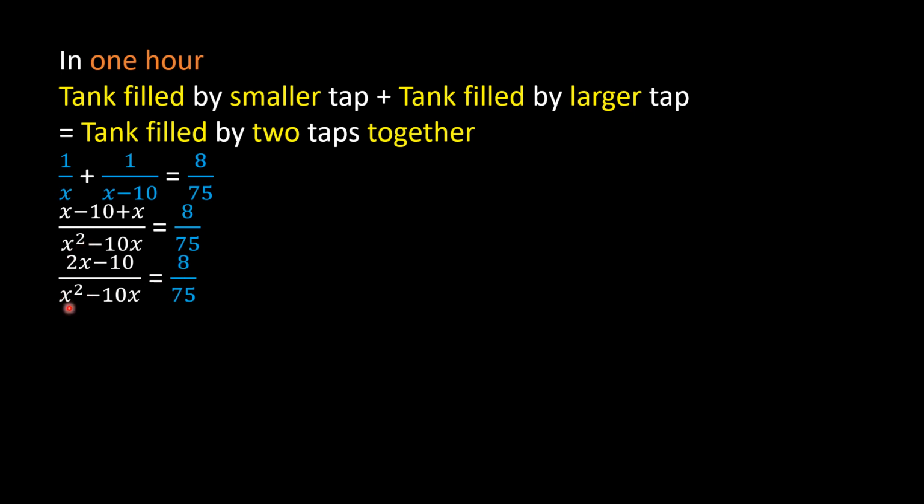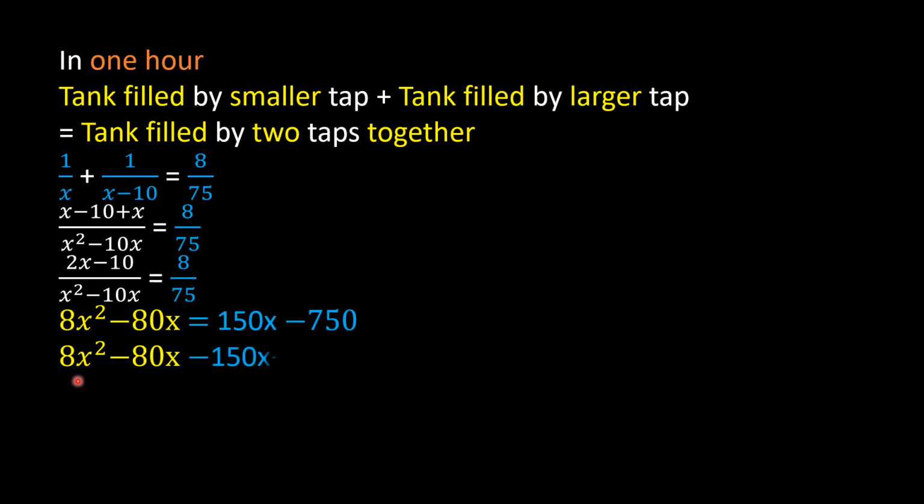8 multiplied by x squared, 8x squared, 8 multiplied by minus 10x, minus 80x equals 2 multiplied by 75, 150x, minus 10 multiplied by 75, minus 750. Now we will take these two terms to the left hand side and write minus 150x and plus 750 equals 0. Now minus 80x minus 150x is minus 230x.